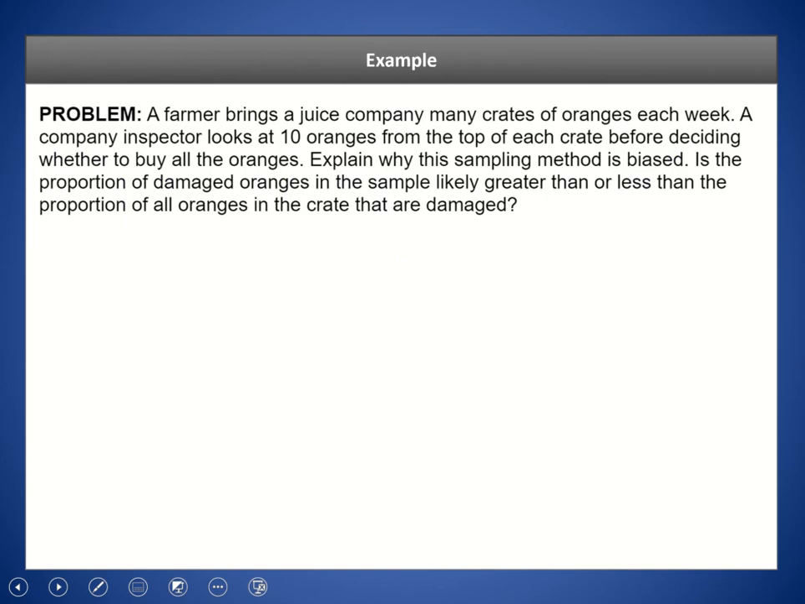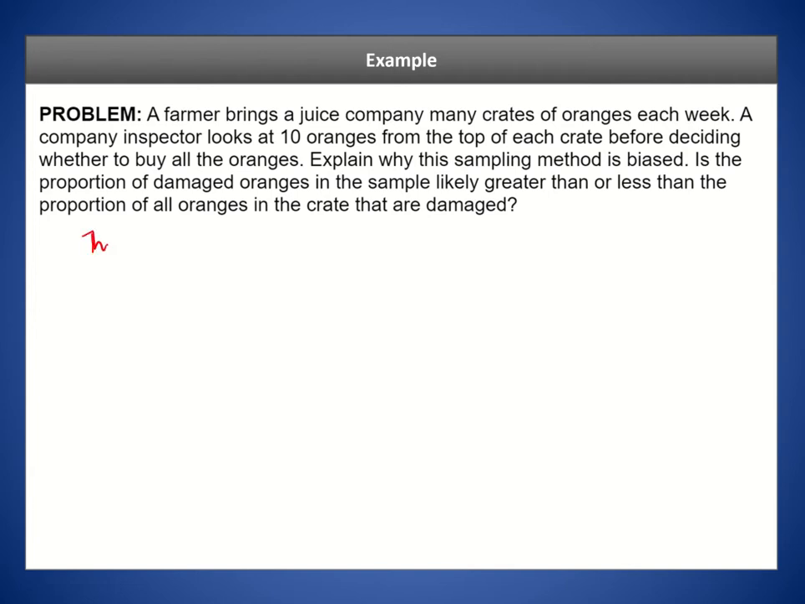So let's look at an example. A farmer brings a juice company many crates of oranges each week. A company inspector looks at 10 oranges from the top of each crate before deciding whether to buy all the oranges. Explain why this sampling method is biased. Is the proportion of damaged oranges in the sample likely greater than or less than the proportion of all oranges in the crate that are damaged? The idea here is that this is convenience sampling. You're conveniently just looking at the ones that are easy to access.